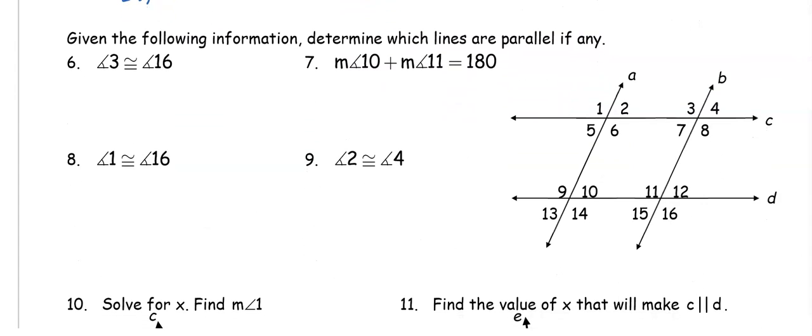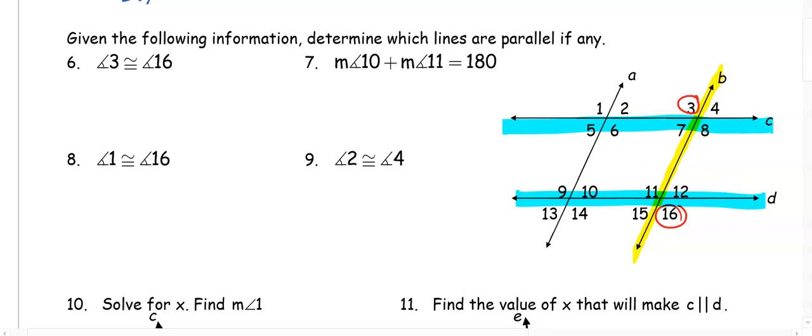Given the following information, determine if the lines are parallel. So we have angle 3 and angle 16 are congruent. Well, those are alternate exterior angles which need to be congruent. So the line that they share is the transversal B, which means these other two lines that are running the other direction need to be parallel. So we would say C is parallel to D because alternate exterior angles are congruent, so lines are parallel.